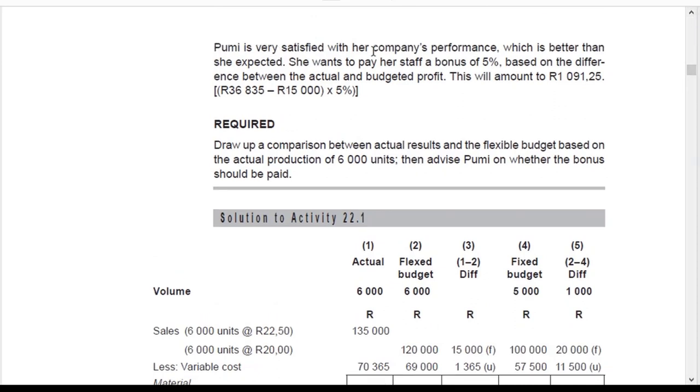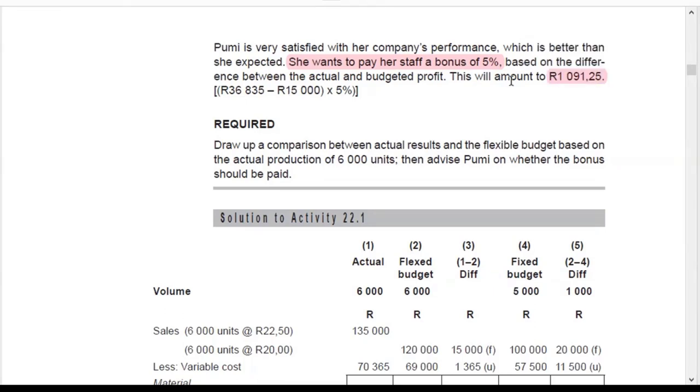Pumi is very satisfied with the company's performance, which is better than expected. She wants to pay her staff a bonus of 5% because she's excited, right? They made almost double what she budgeted for. So she wants to base their 5% bonus on the difference between their results, and the difference is a million.